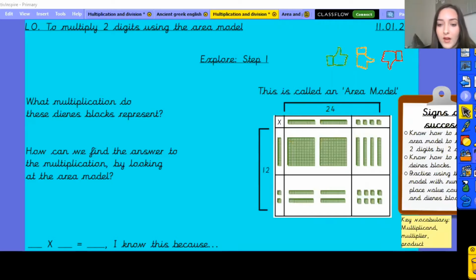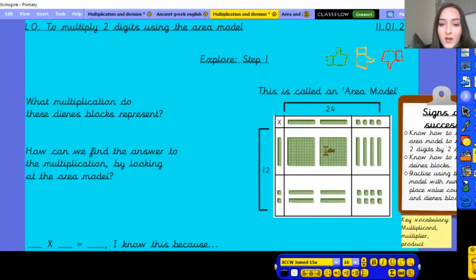So if we look at the top left box, this here represents two lots of 100. So we know this box here represents 200. I'm just going to put that there so we remember. Now let's have a look at this block here. So here we have 4 lots of 10, which is 40. So we know this box here represents 40.